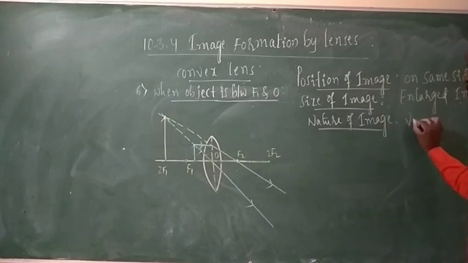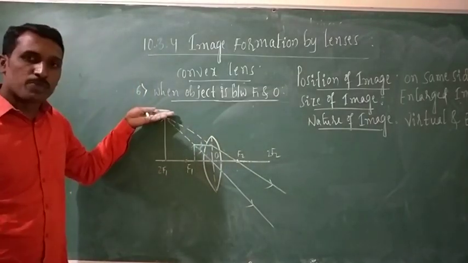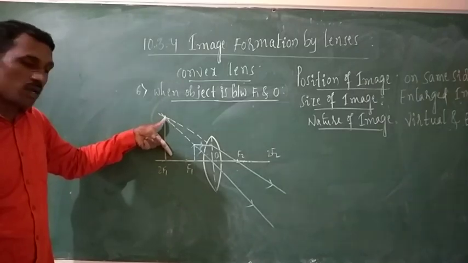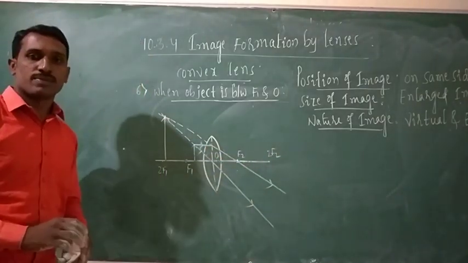Nature of image is virtual and erect. Virtual, okay. Why erect here? If the image is formed above the principal axis, this is the principal axis, it is called a virtual image; below the principal axis, an inverted image.